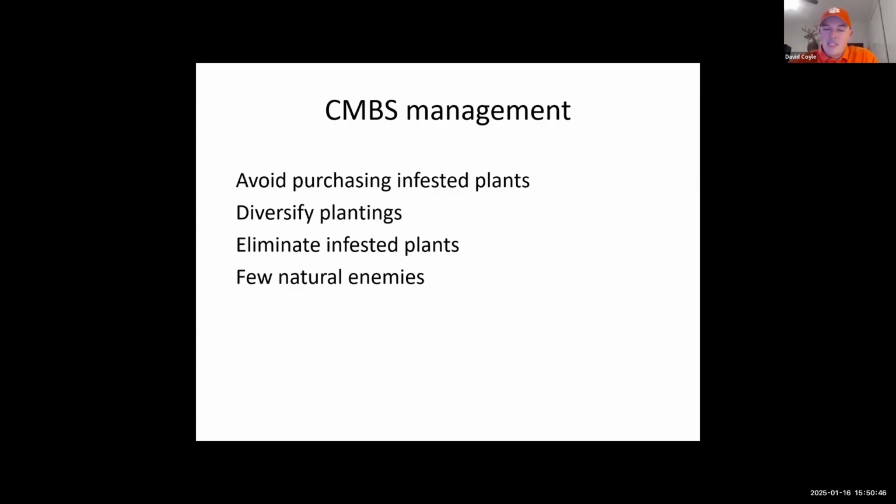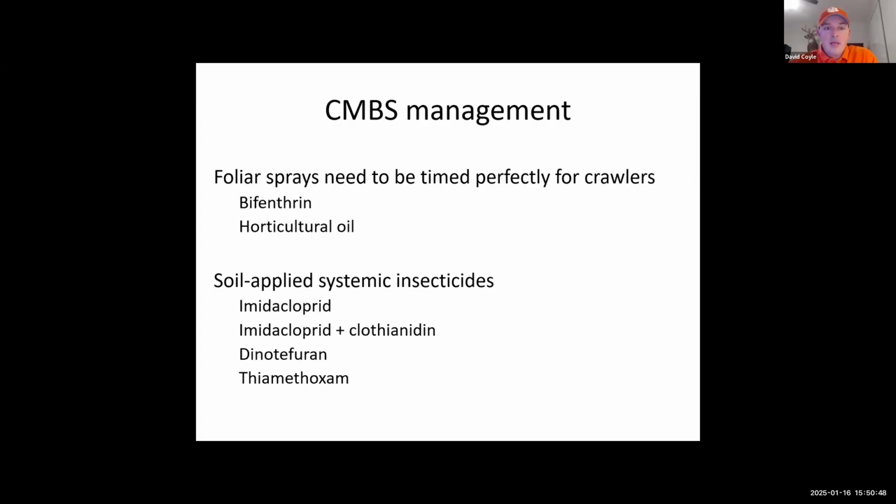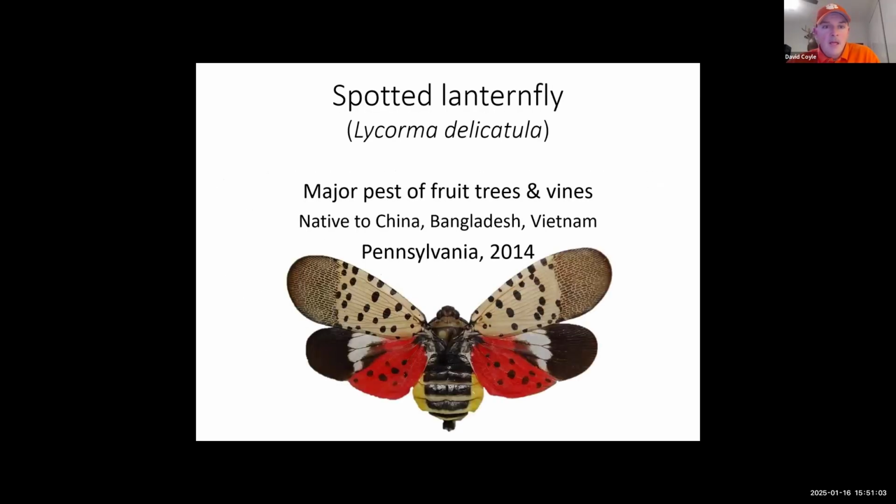There's not too many natural enemies. We're working on that a little bit right now. There's lots of chemical management that can be done. Foliar sprays need to be timed to get that crawler stage, because once they settle down and make that white protective cap, they're pretty tough to get. And there's lots of soil-applied systemics that work very well.